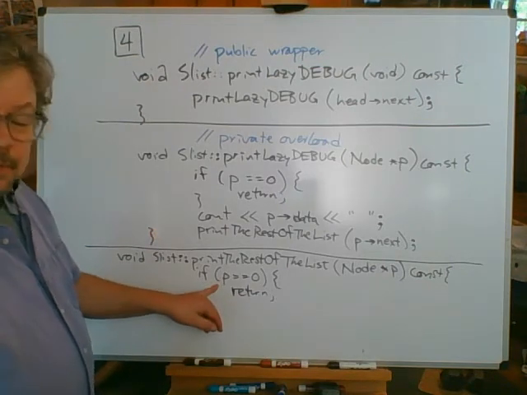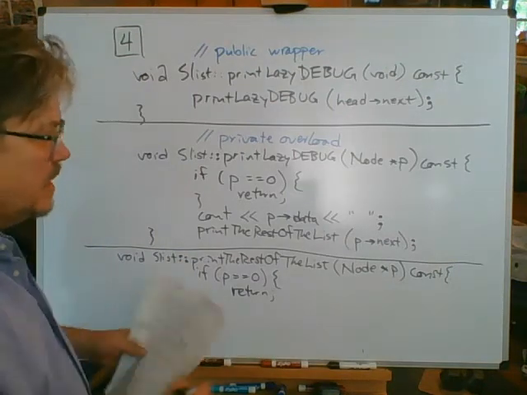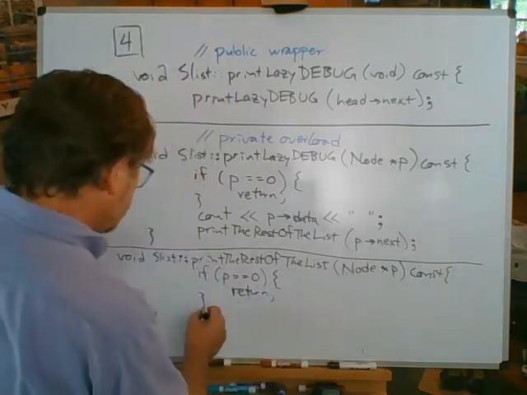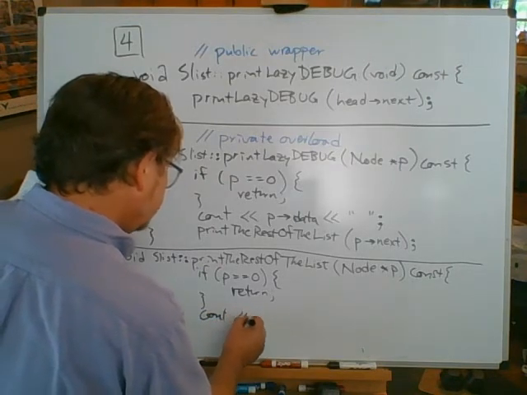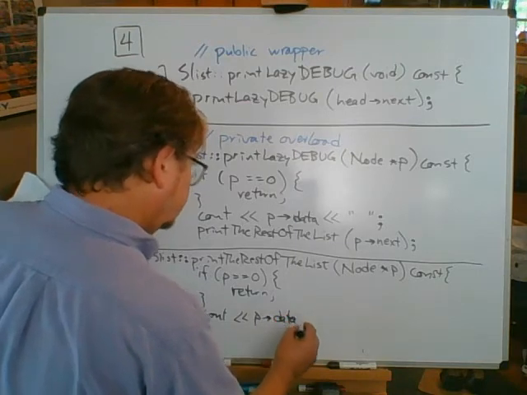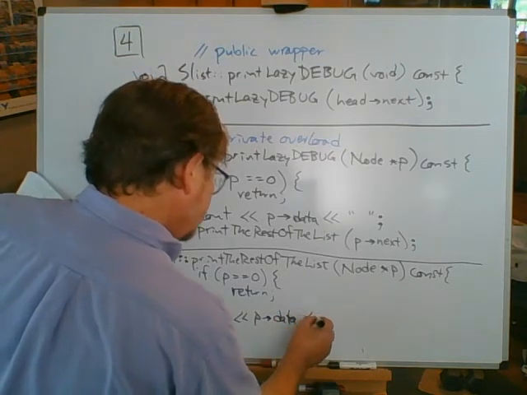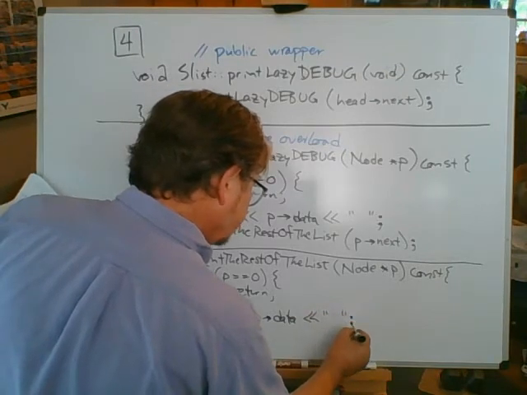What if it wasn't 0? Implicit else. We're still here. Then there is a second real node in the list. p points at it, and let's print out its data. cout, less than, less than, p arrow data, less than, less than, and we'll put a blank after that one as well, in case there's anything else in the list.